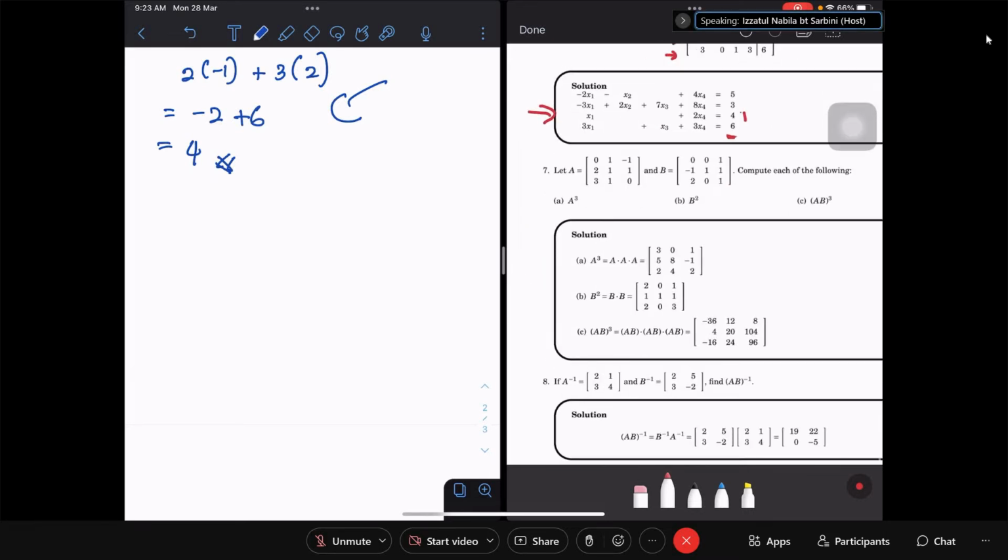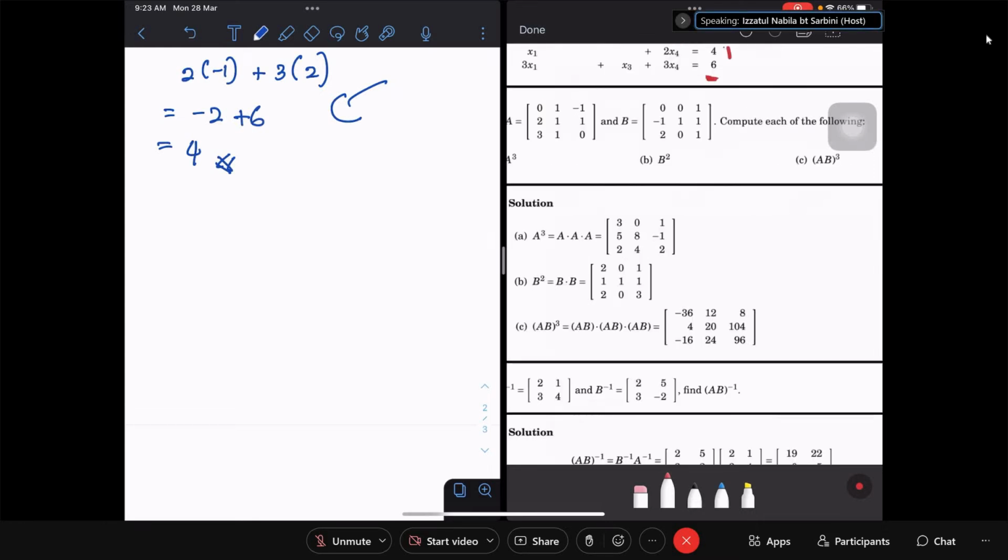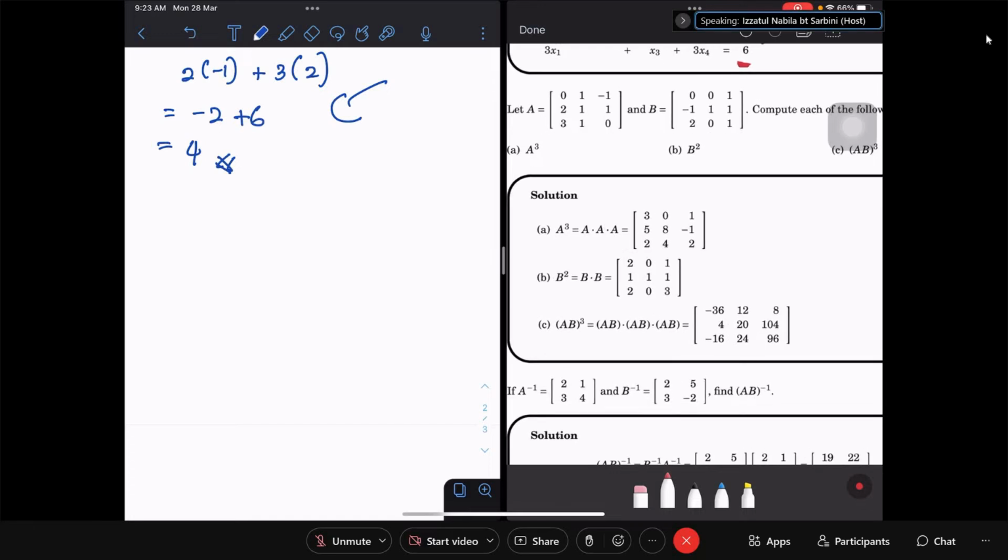Okay, number 7, I don't think I need to show one by one. So I just show you the solutions. This is multiplication. So A to the power of 3 is similar to A times A times A. So kena buat A times A, lepas tu baru darab lagi dengan A. B square is B times B. And for AB, you kena buat AB first, A times B first, and then multiply 3 times. Okay, so this is the answer. You copy the answer.